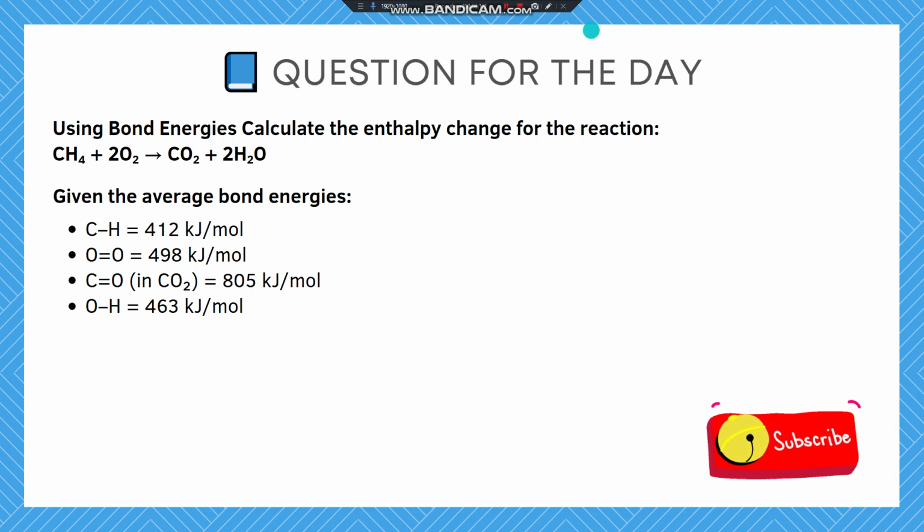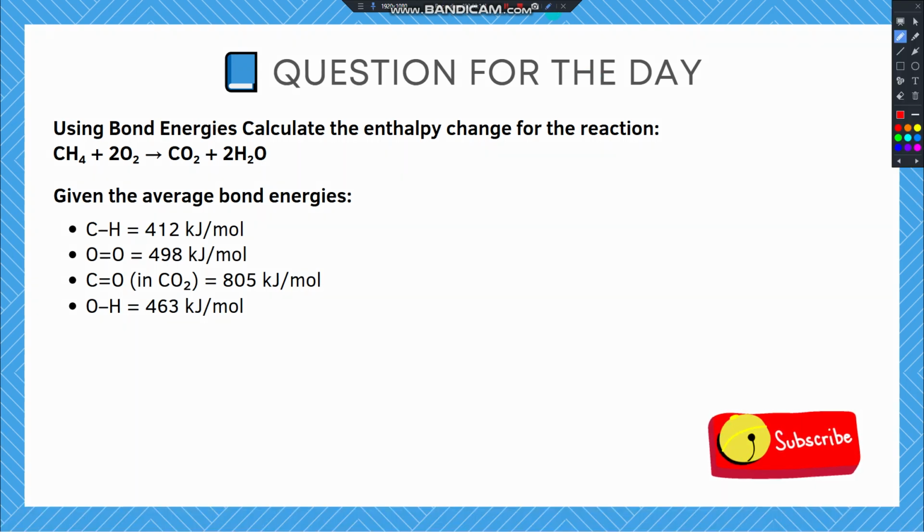And on today's episode of Question for the Day, we are calculating the enthalpy change for a chemical reaction using the concept of bond energies. We have a chemical equation on the screen that I just labeled, and we were asked to calculate the enthalpy change for this chemical reaction, and we were given the average bond energies for different types of bonds.